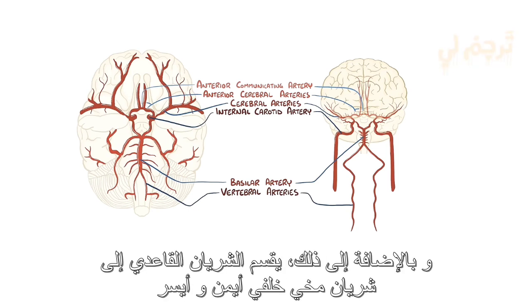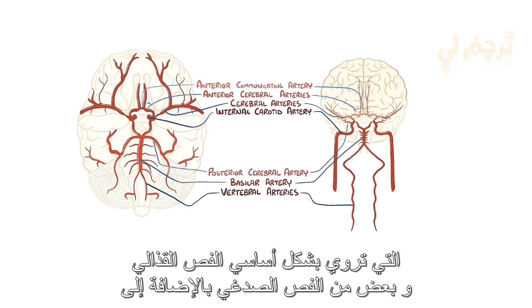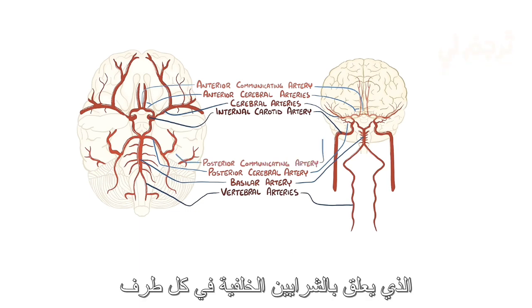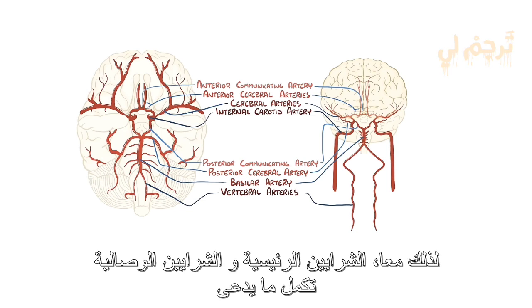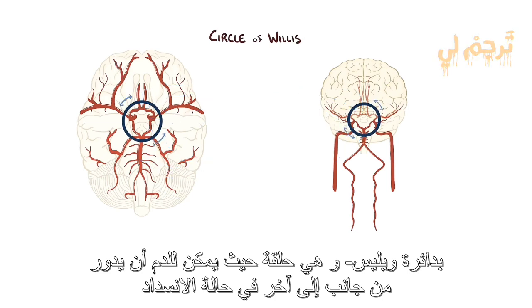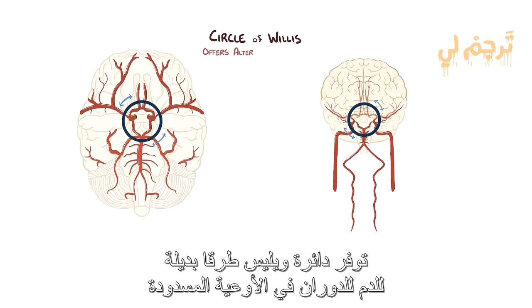In addition, the basilar artery divides to become the right and left posterior cerebral artery, which mainly serves the occipital lobe and some of the temporal lobe as well as the thalamus. Finally, the internal carotid arteries each give off a branch called the posterior communicating artery, which attaches to the posterior arteries on each side. So together, the main arteries and the communicating arteries complete what is called the circle of Willis, a ring where blood can circulate from one side to the other in case of a blockage. The circle of Willis offers alternative ways for blood to get around an obstructed vessel.